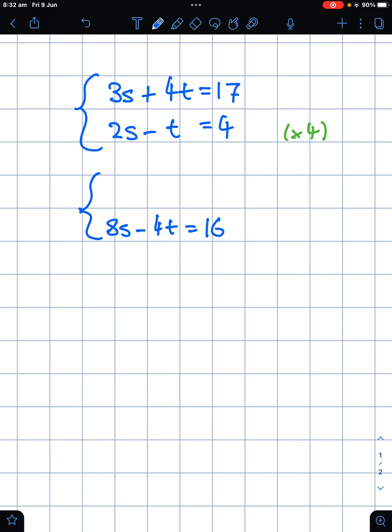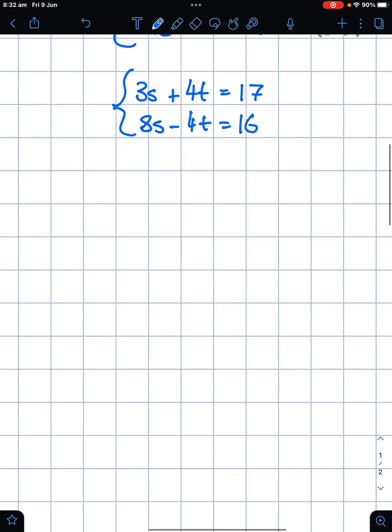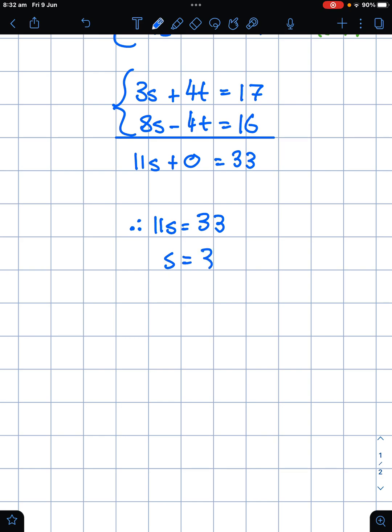Okay, and then our top one here is 3s plus 4t equals 17. So now we put these together and we get 3 plus 8s is 11s. Okay, so 4t take 4t gives us 0. And then we've got 16 plus 17 gives us 33. So we've now got, therefore, 11s equals 33, s equals 3.